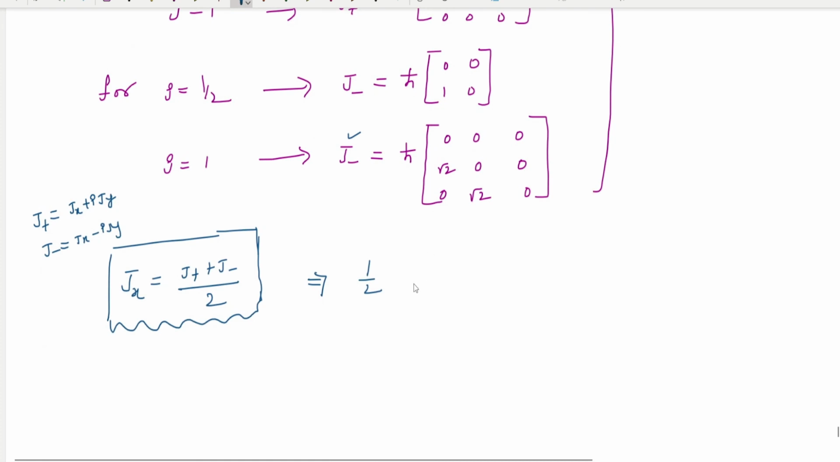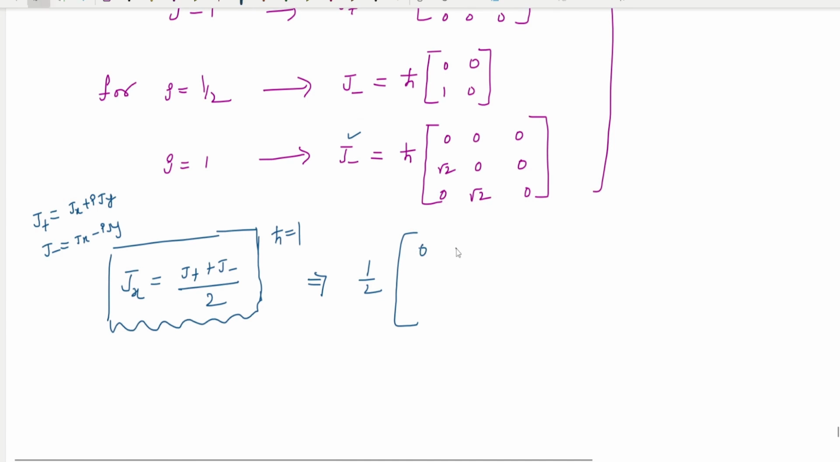Then 1 by 2 is there already. H cross is there. You had better write H cross is equal to 1, and then you can avoid some confusions. This is J plus, right? What is J minus? Quite the opposite.